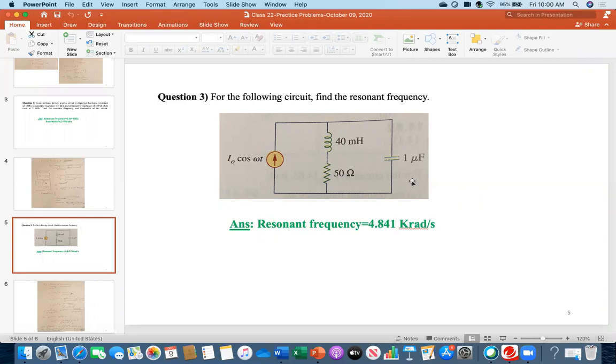I think the homework problem is very similar, but a bit more complicated than this one.